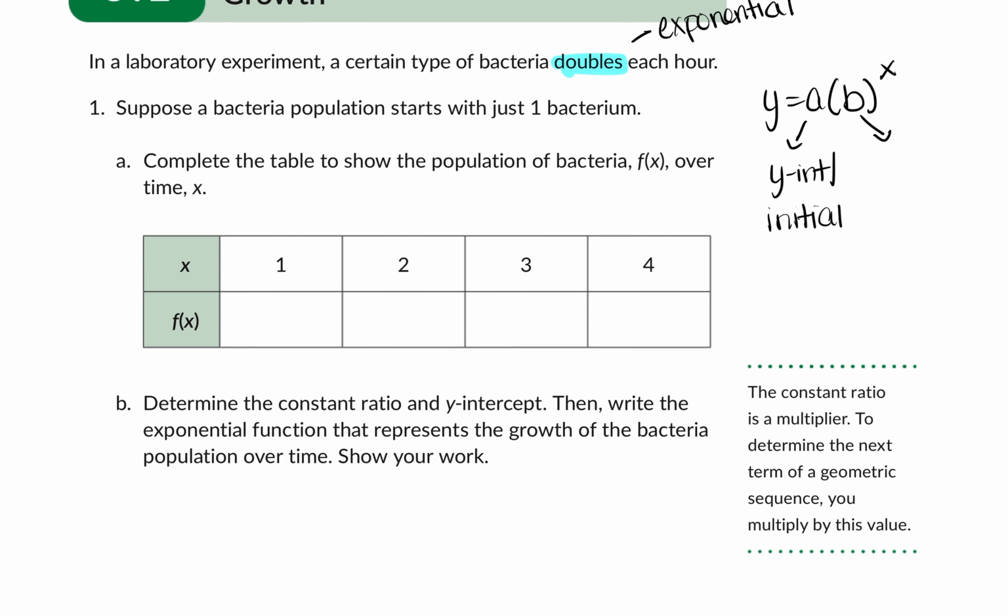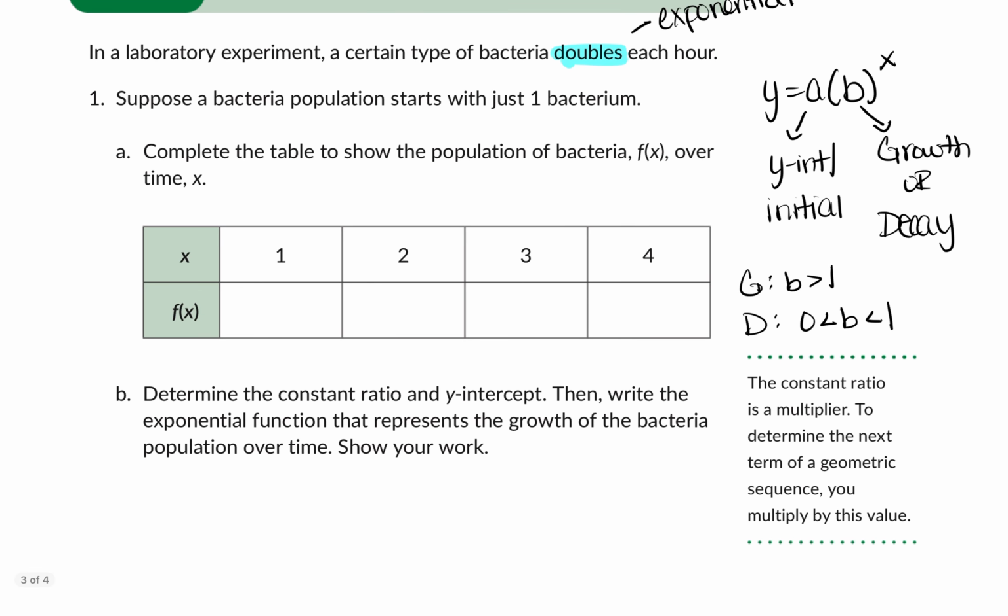Your b tells you two things: if it's growth or decay. And again, if it's growth, b is greater than 1. If it's decay, it's bigger than 0, but less than 1. Okay? So if it doubles, my first arrow is going to start at 2.